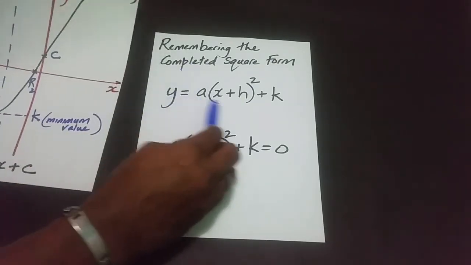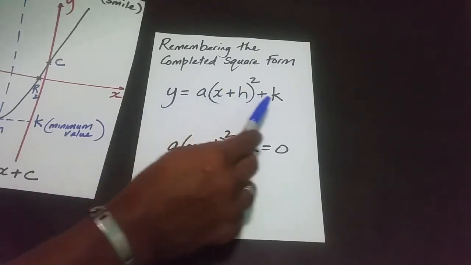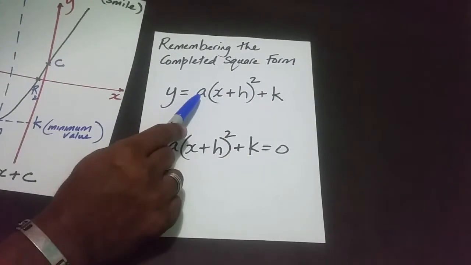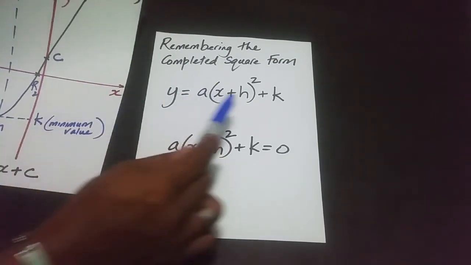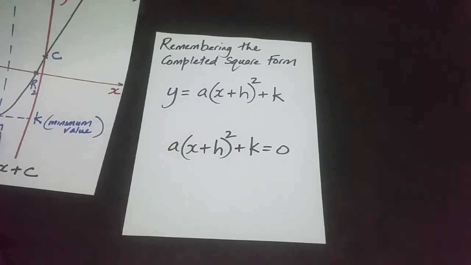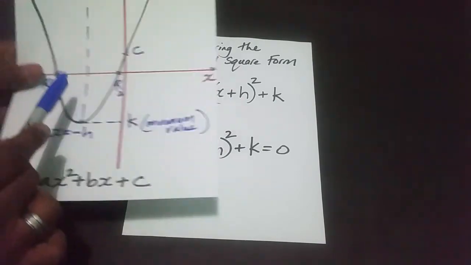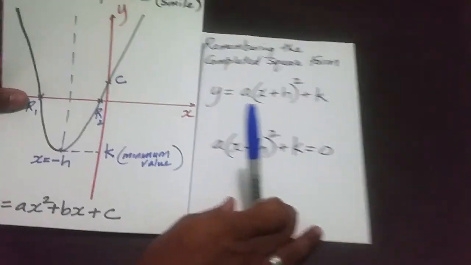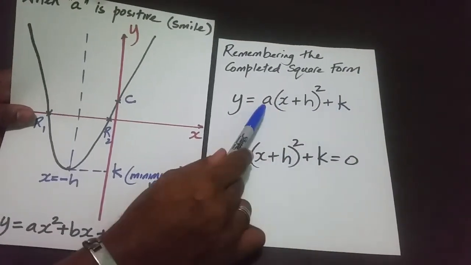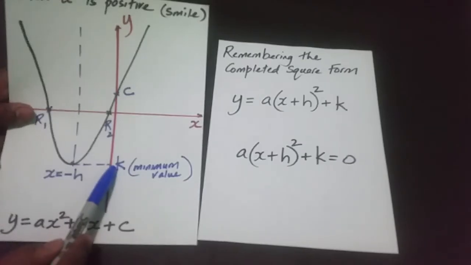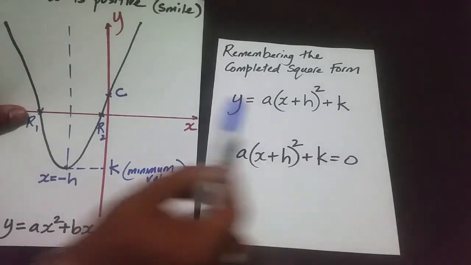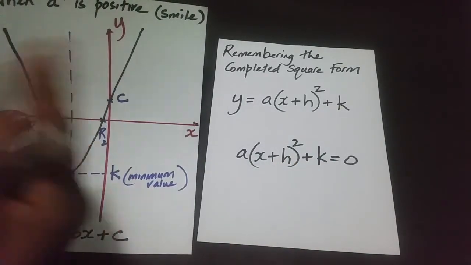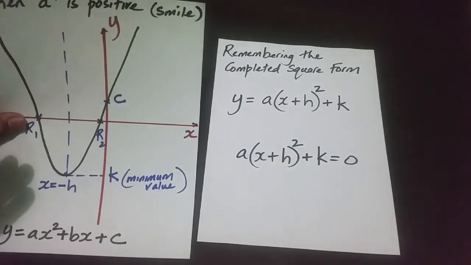So once you're looking at the completed square form, if you're lucky enough to get it, you're going to know exactly based on the value of a whether you're going to get a smile or a frown. Based on h, then the negative of h is going to tell us where the line of symmetry is going to be here, right? And also k, if it's a smile, you're going to get a minimum value. You're going to know where that value is on the y-axis. So that's the beautiful thing about the completed square form. It tells us a lot about the graph of a quadratic equation.